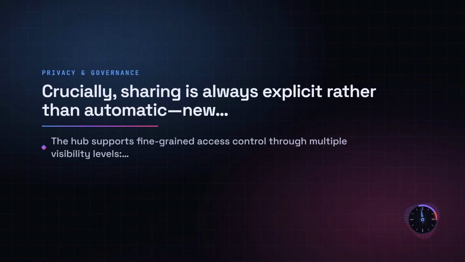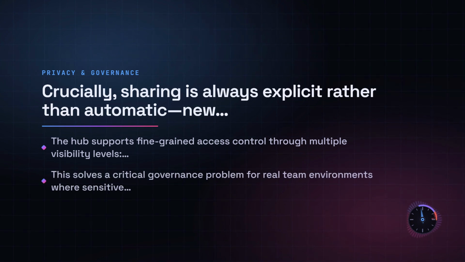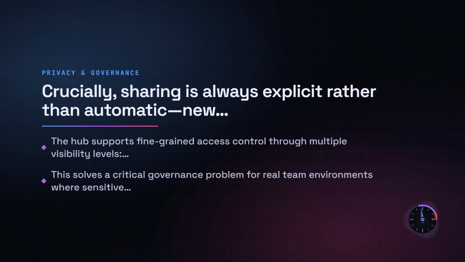Crucially, sharing is always explicit rather than automatic. New memories remain private by default until you deliberately choose to share them. The Hub supports fine-grained access control through multiple visibility levels: private for owner-only access, team for all members, restricted for precise ACL-based permissions, and agent for targeted equipping within the same team. This solves a critical governance problem for real team environments where sensitive information must be protected while still enabling appropriate collaboration between agents and human team members.